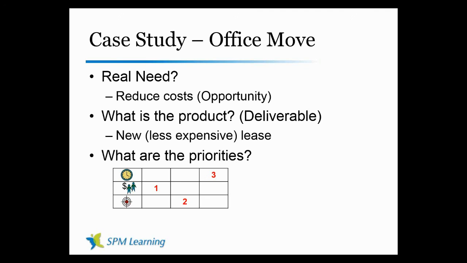You can make those arguments either way. Have that discussion. Make sure that everyone's in agreement. So I decided on scope as my number 2, and then time as my number 3. Basically saying, I'm going to have some flexibility on scope, but I'm going to have more flexibility on time, because what I want is to make sure this is done right.